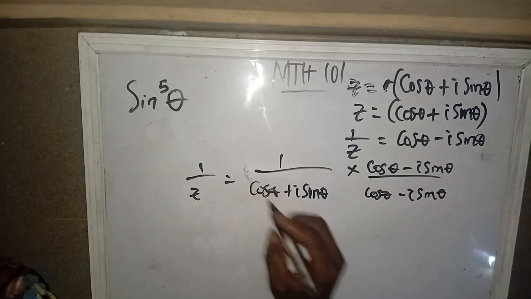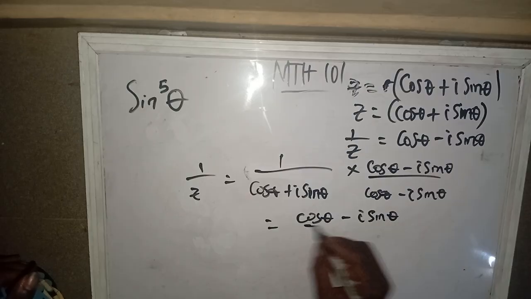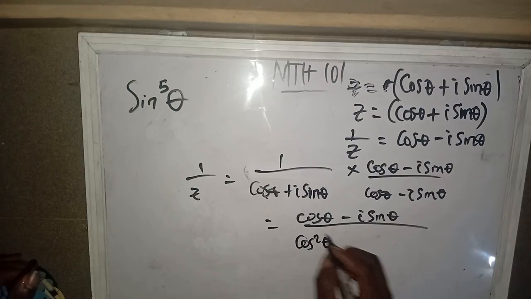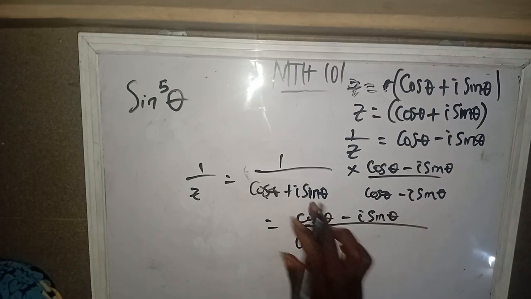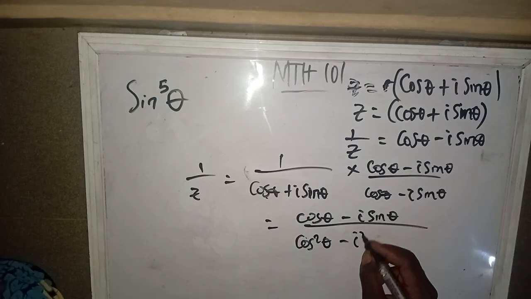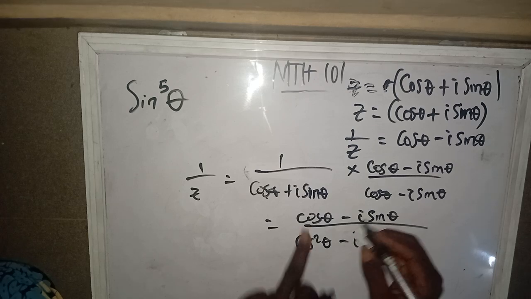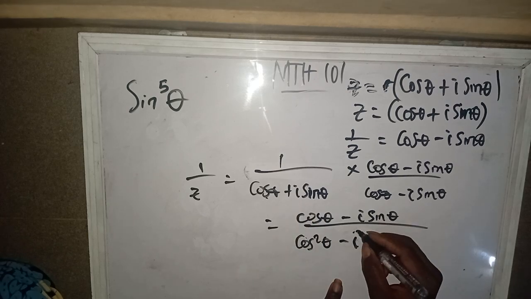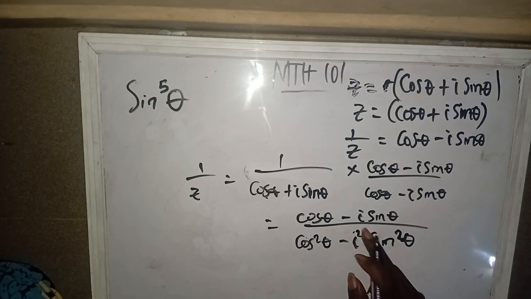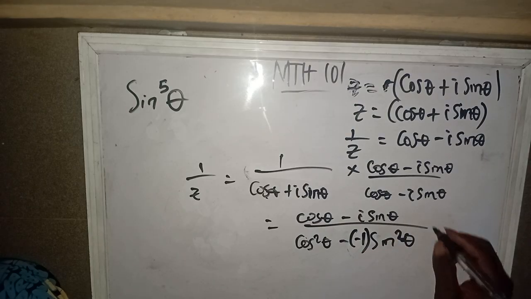This times the numerator, we have cos theta minus i sin theta, divided by cos theta times cos theta, that's cos square theta. Know this difference of two squares. This times this will cancel this times this, then this times this you have minus i square sin square theta. And what's i square? i square is minus 1. I hope you are not a novice of that.